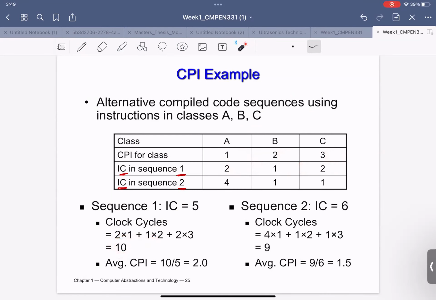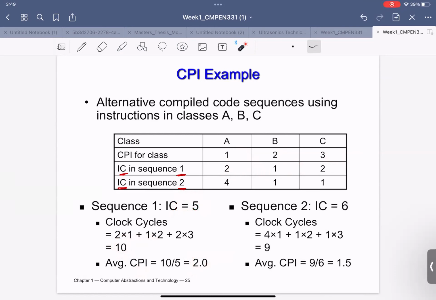Divide by the number of instructions. What is the number of instructions? 2 plus 1 plus 2. So the total number of instructions is 5 in this case. So 10 divided by 5, the average CPI is equal to 2.